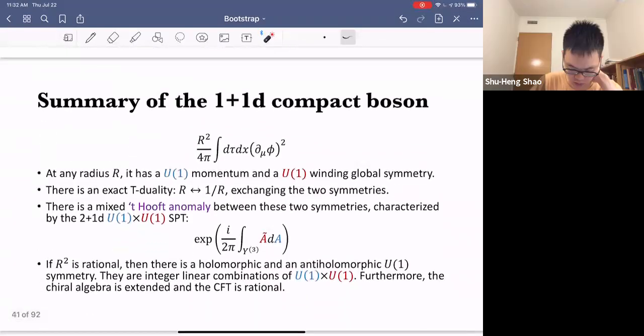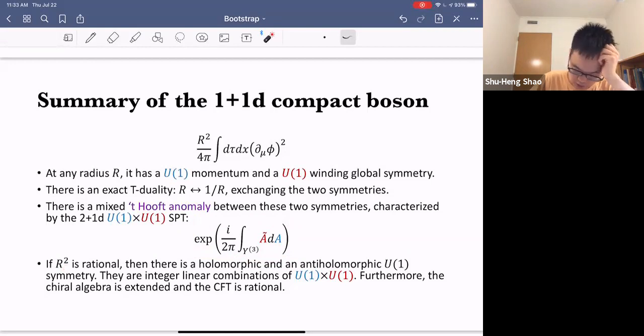Okay, so what do I have next? Okay, so now let me summarize the continuous anomaly for compact boson. So we discussed the free compact boson with the radius R. At any radius R, there's a U1 momentum and a U1 winding global symmetry. There's an exact T-duality exchanging R with 1 over R. At the same time, it exchanges the two U1 symmetries. At any radius R, there's a mixed anomaly between the U1 momentum and the U1 winding. It's captured by a 2 plus 1D SPT given by an off-diagonal Chern-Simons term.